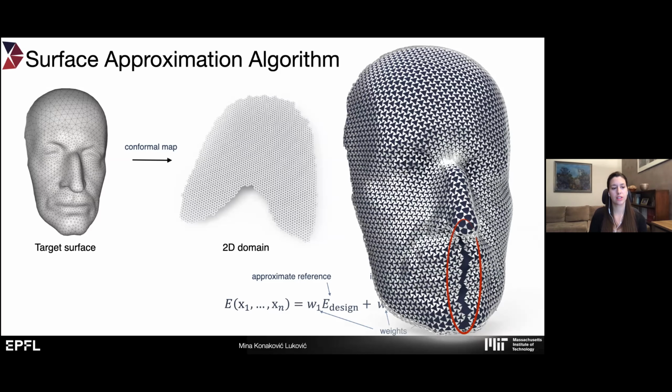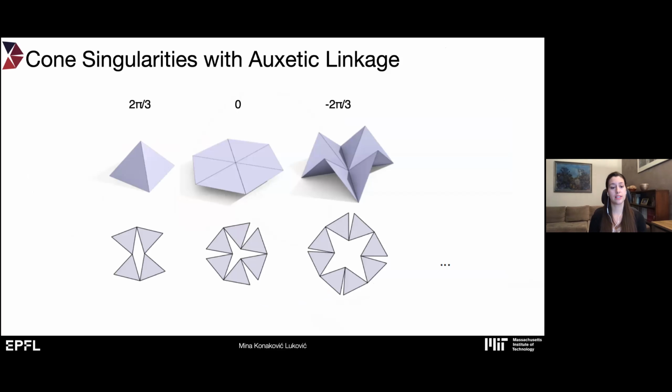So we want to have a continuous approximation of the surface that has no irregular cuts or holes in the approximation. And the way to deal with this is that we discovered that auxetic linkages, in order to preserve the topology and connectivity across the whole linkage, if you have a singularity, it has to have an even number of triangles involved. So it cannot have 5 triangles, for example. It has to have 4, 6, 8, and so on, but it has to have an even number.